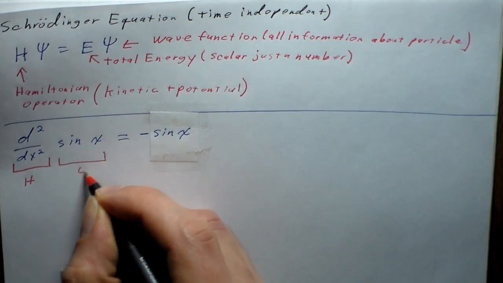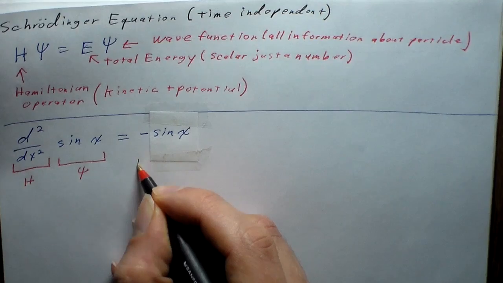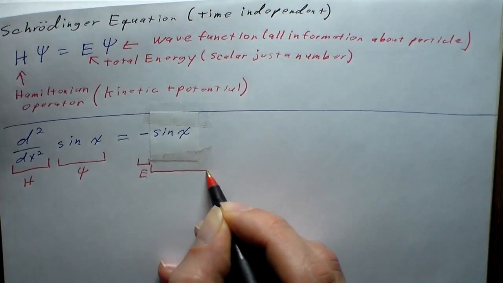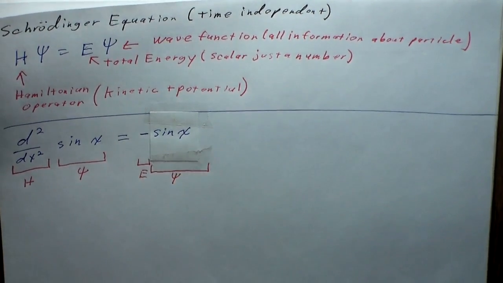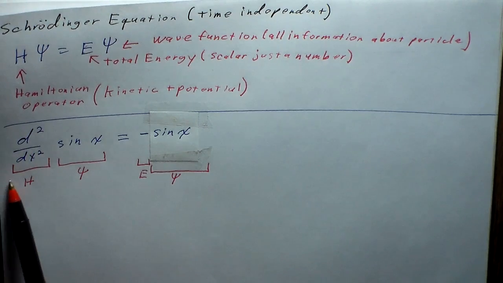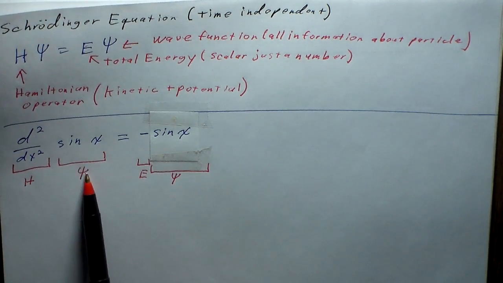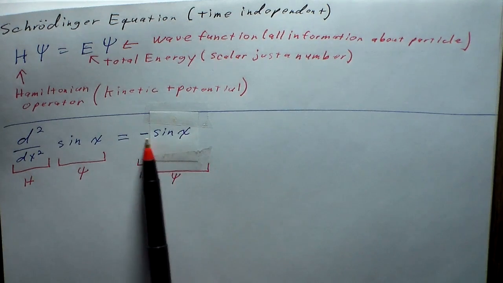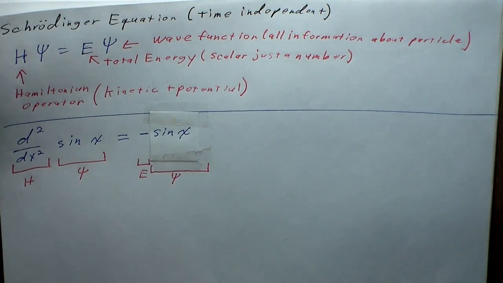This would represent my wave function. This little negative sign right there represents my energy. And again, this part over here represents my wave function. So essentially what we've done is take this mathematical operator, the second derivative, operated that on the wave function, which is the sine of x, and we've got back the negative of this original wave function. So the E right here would just be a negative 1.